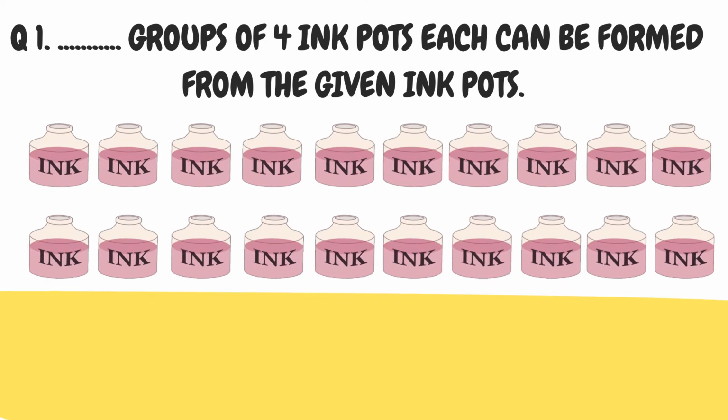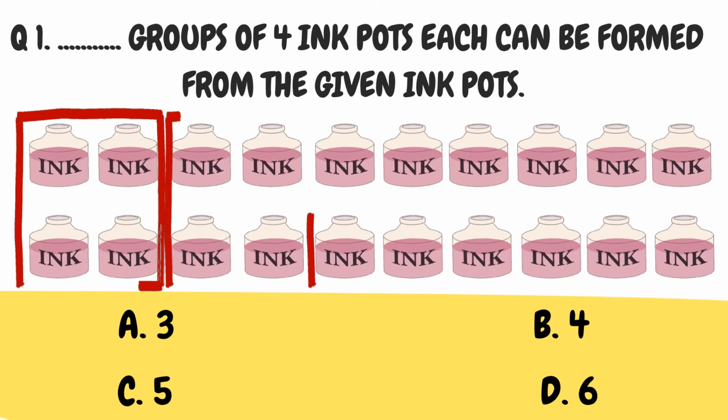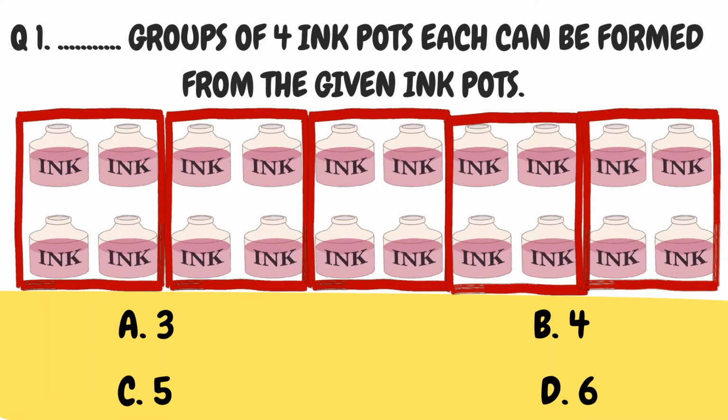Question 1. Dash groups of 4 ink pots each can be formed from the given ink pots. The options are A. 3, B. 4, C. 5, D. 6. There are 20 ink pots. We will put 4 ink pots in each group. Let's count how many groups we have formed. So we have formed 5 such groups. The answer is C. 5.